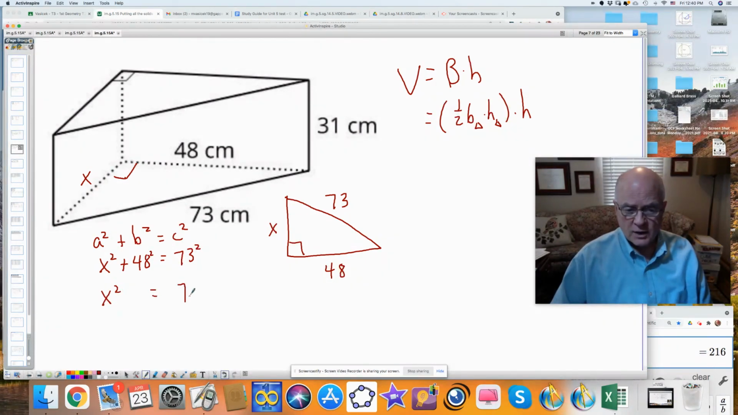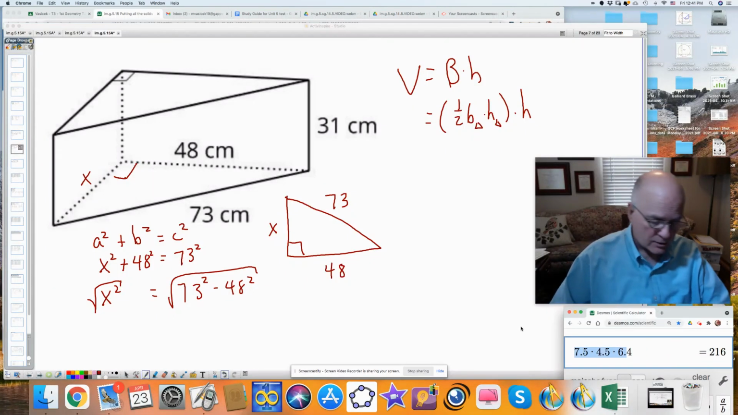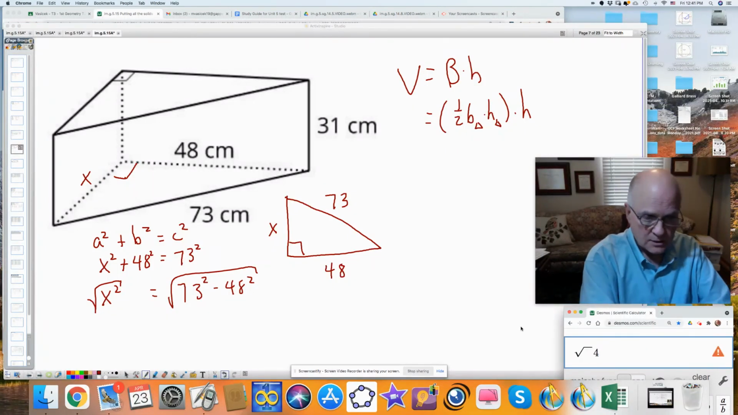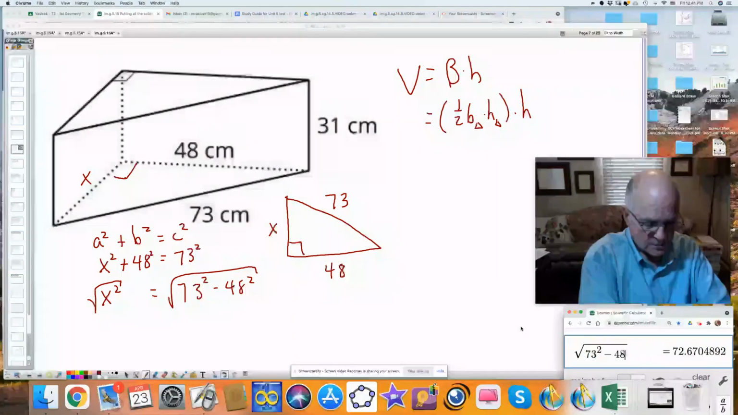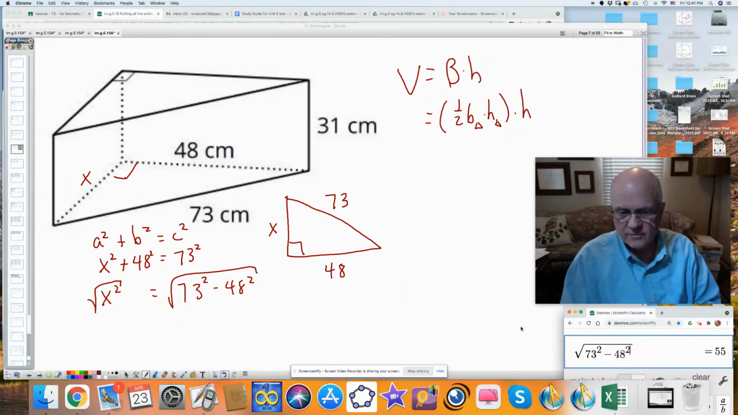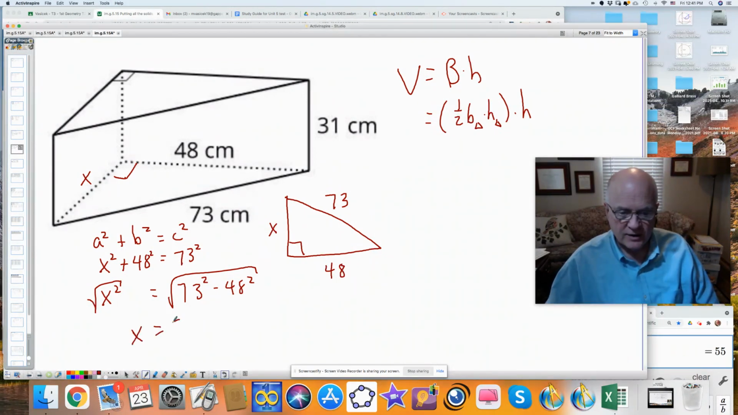So x squared is equal to 73 squared minus 48 squared. If I want to get x by itself, I need to take the square root of this. So I'll plug that into my calculator. Square root of 73 squared minus 48 squared. And I get 55. So the length of this side over here is 55.